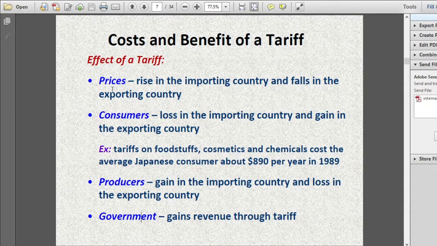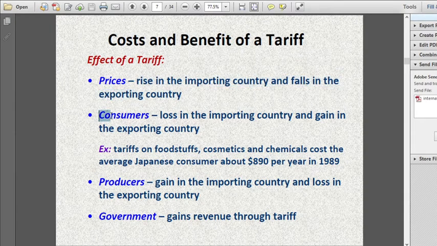Okay, bakit ba naapektuhan ng tariff ang price? Rise in the importing country and fall in the exporting country. Ano ba ibig sabihin nito? Tumataas doon sa nag-i-import yung presyo, pero bumababa naman doon sa nag-i-export. Example, no, ang gas. Sa Middle East, mura ang gas, 6 pesos lang. Pag nilabas na siya ng bansa, ang price niya ay tumataas.